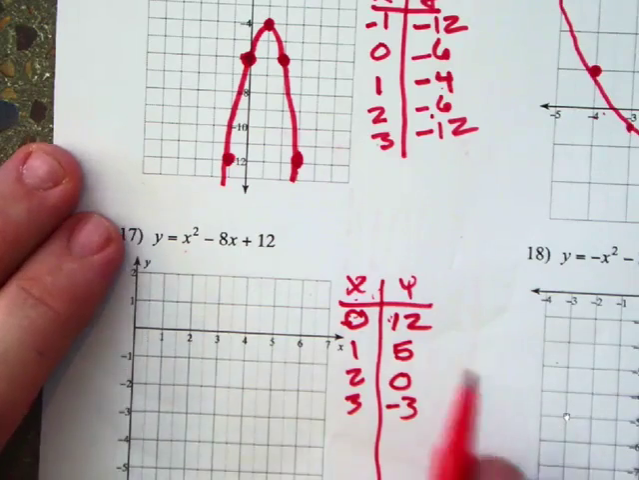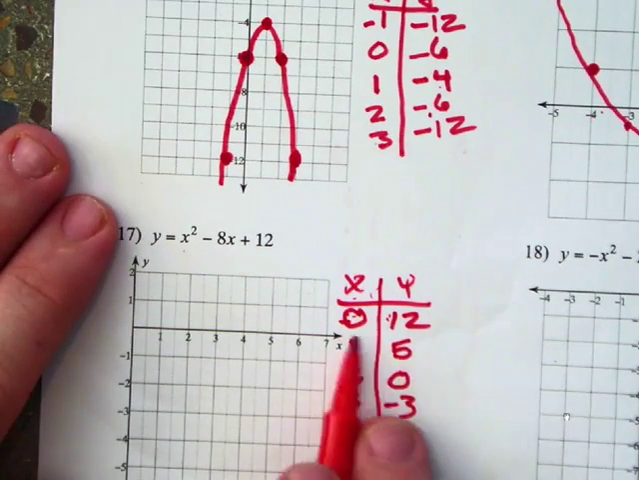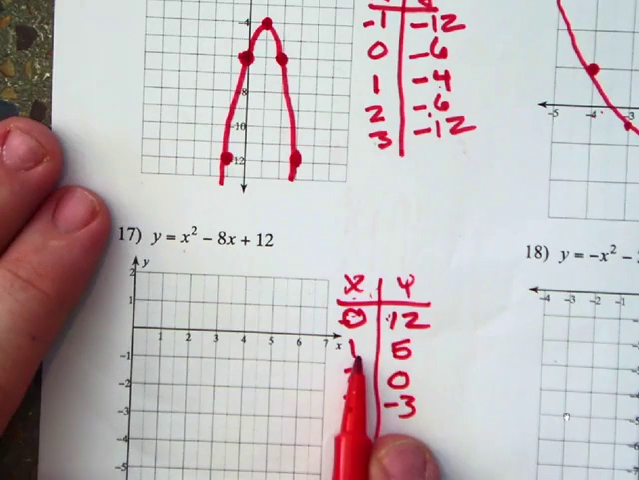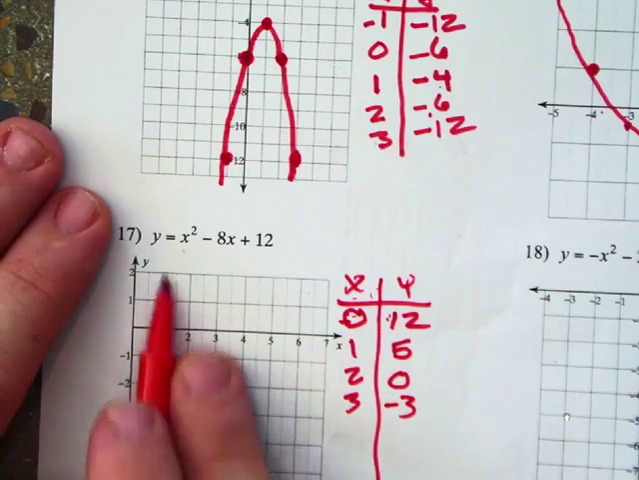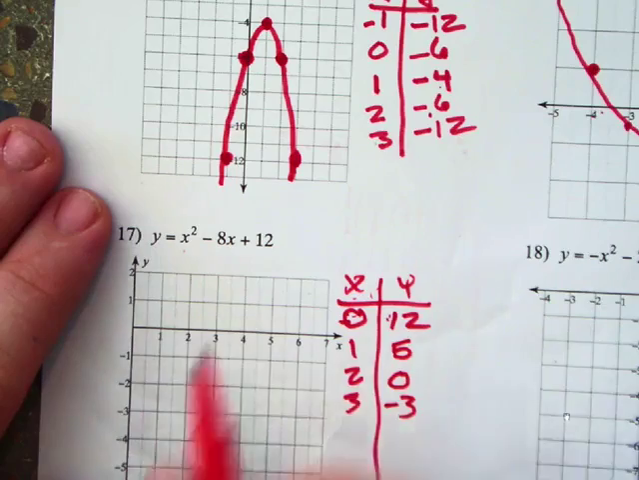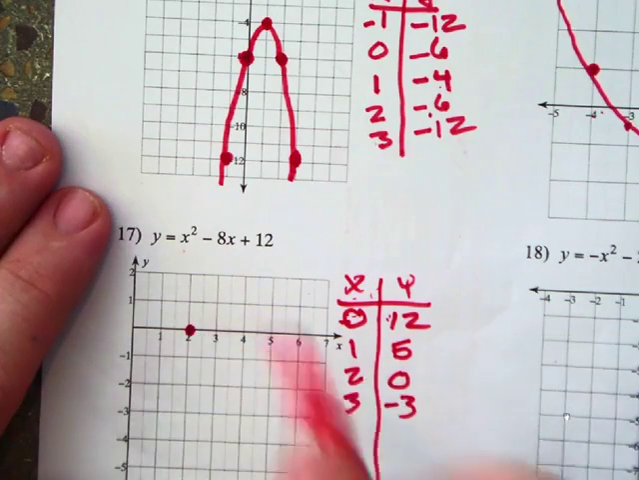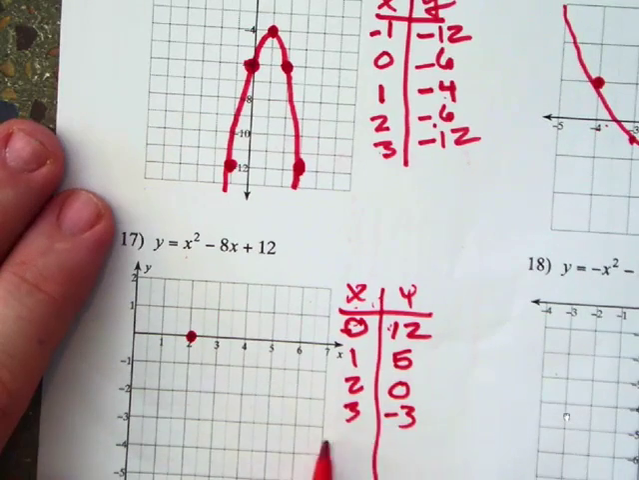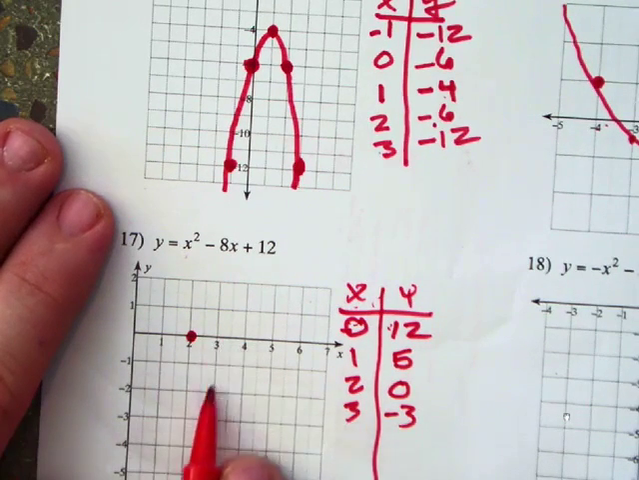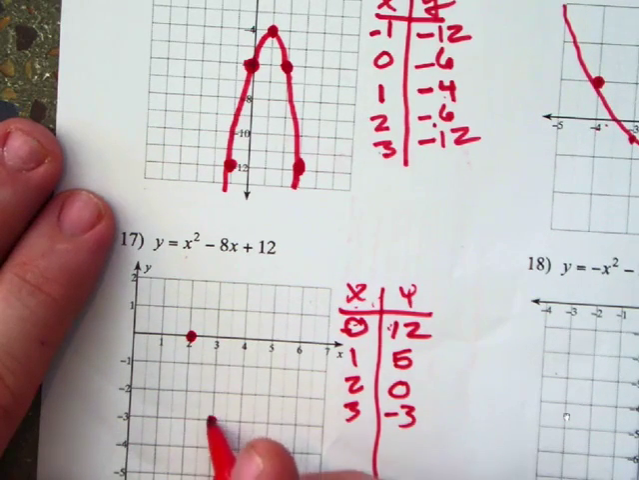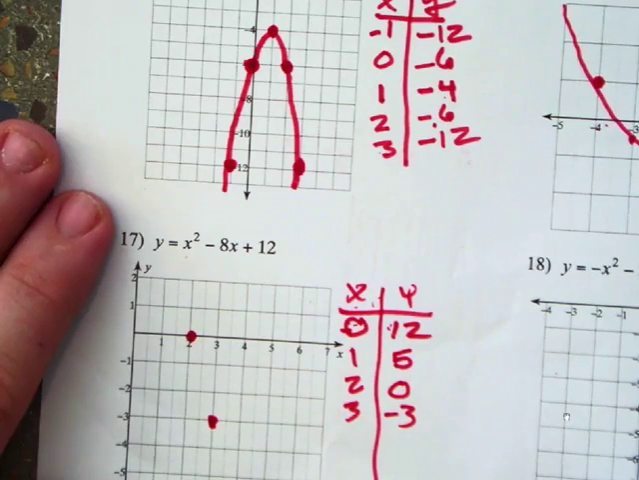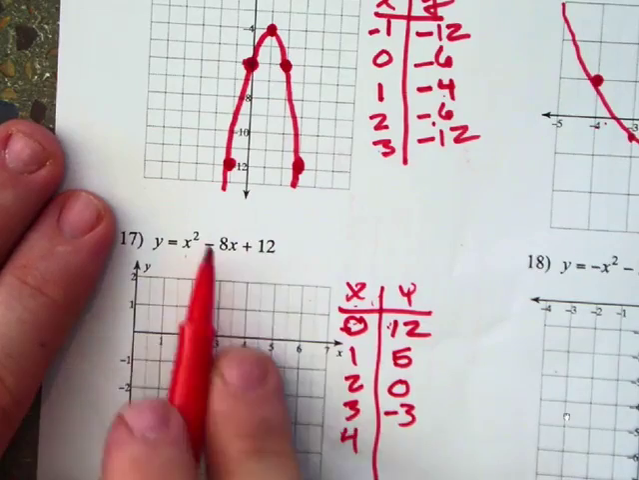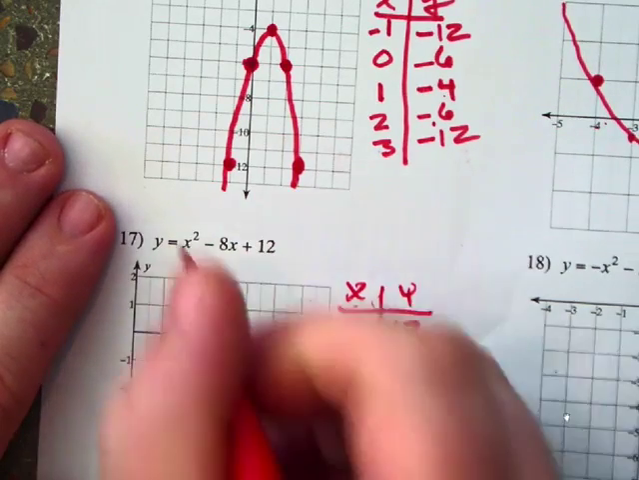Okay, let's see if we can see what's going on here. We have 0, 12, we can't go up to 12. 1, 5, can't go up to 5. 2, 0, that one we can do. So we know it's coming down, right? 3, -3, so 3, -3. Okay, we still don't quite know where it's going to stop, so I'm going to add 1. I'm going to go 4. What's 4 times 4? That's 16.